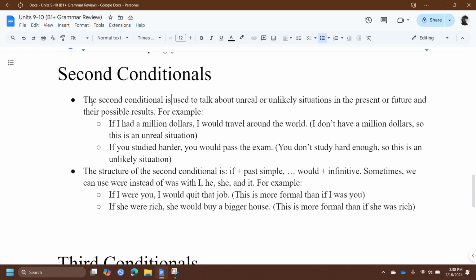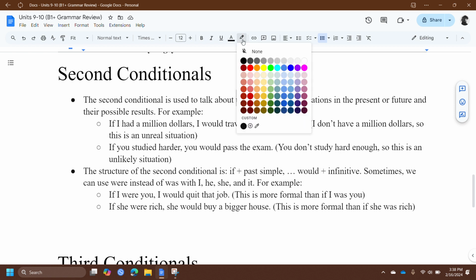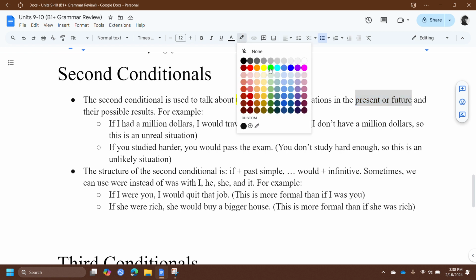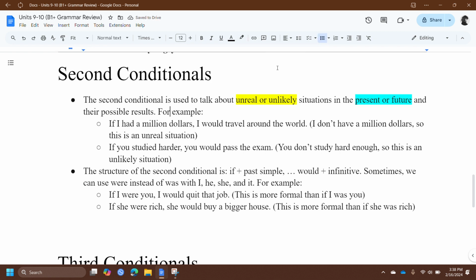So the second conditional is used to talk about unreal, okay, unreal or unlikely situations in the present. You can talk about unreal or unlikely situations in the present, or even in the future, okay. So this is something to note. And it can also talk about their possible results, which of course it should. For example, if I had $1 million, I would travel around the world.